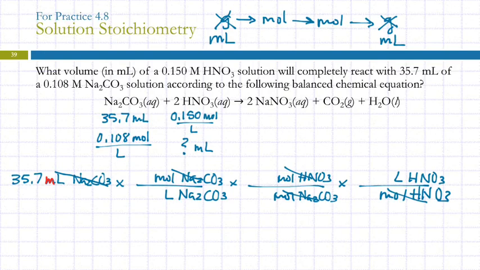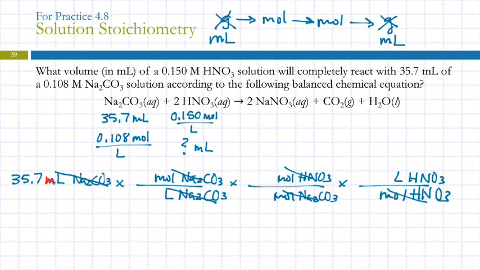So I cancel the liters of sodium carbonate. I go to moles. This is my mole ratio. Here, moles per liter, those are the units on the molarity. So at the end, I've crossed out everything except liters and milli. So my ending unit will be milliliters. Everybody okay with that? If you don't like that, you can convert this from milliliters to liters, then go through here and get liters and convert back to milliliters.